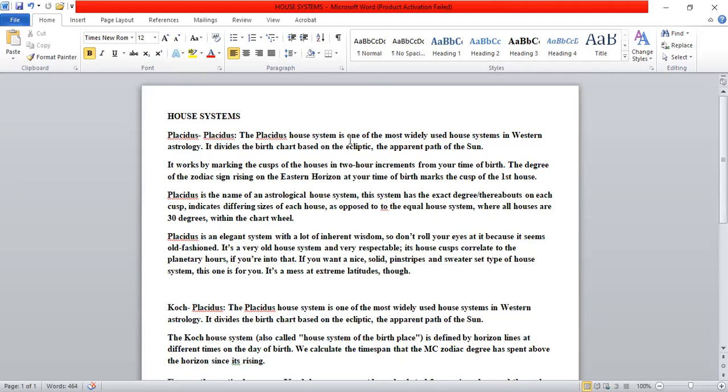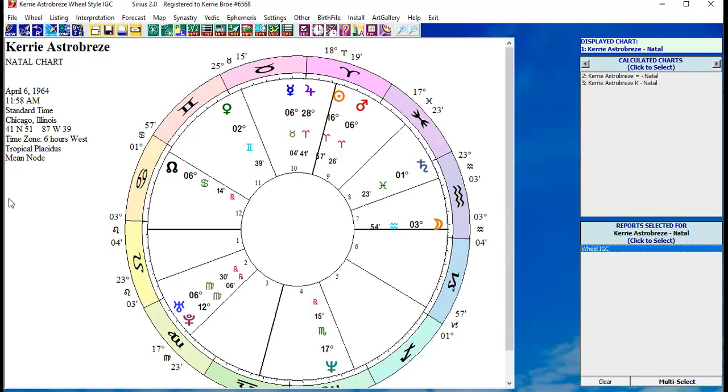So right now, let me give you a new screen and we'll go look at this. Okay, let's look at this one now. So what we'll look at is my chart. And if you look over here on the left, it has the date, the time. I was born right before noon standard time, the city, and then that's the longitude and latitude of Chicago. And this was 6 hours west of Greenwich. And it says what I use, tropical Placidus. And we're going to look at this.